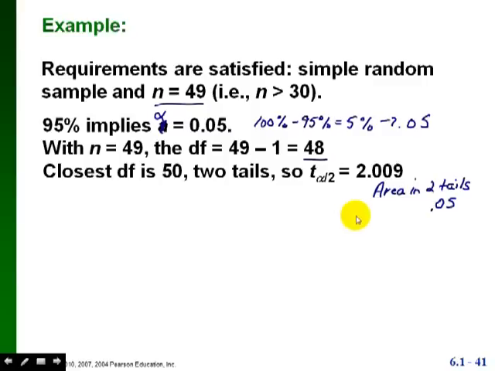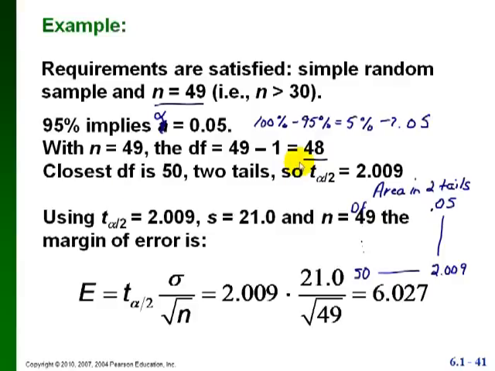Then to select the correct row, that's where you need the degrees of freedom. So you're going to go down to the one that's closest to the degrees of freedom you have, because this table won't have every value. It doesn't have a 48, so the closest one you'll find will be 50. So go down to the row that says 50 degrees of freedom, and where that row and that column intersect, you'll find the value of 2.009. So that's your critical value.